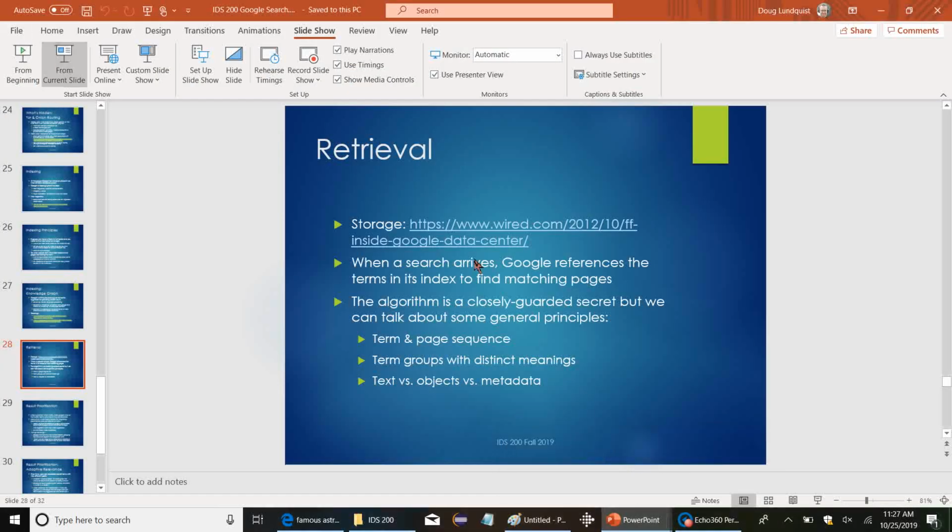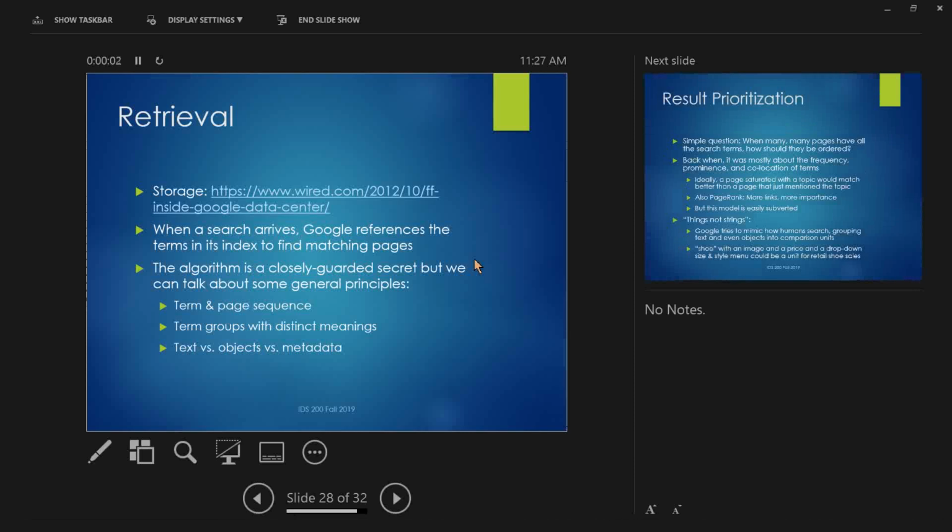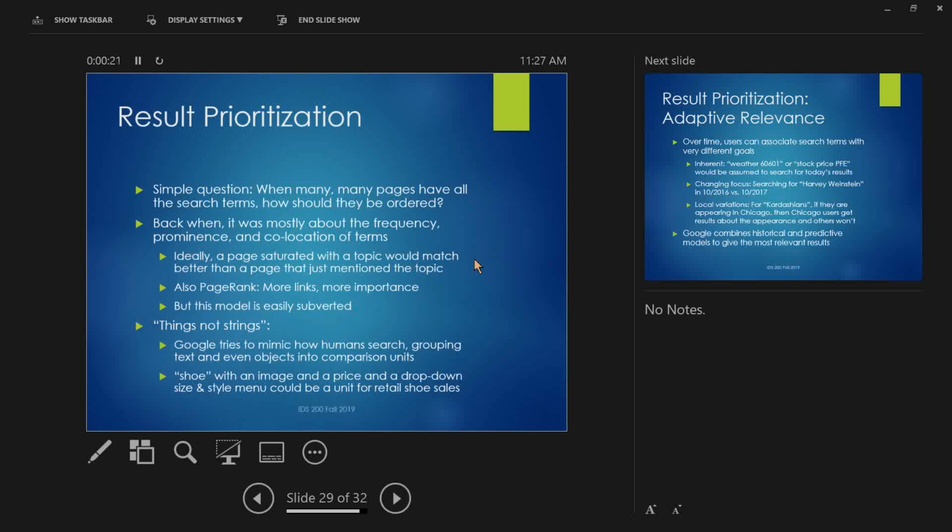Okay, other stuff, also text versus objects versus metadata. All those can be considered as well. So not only the raw text on the page, but also the presence of relevant objects and looking into their metadata. For example, if there's a picture on the page and it's labeled Galileo, that would be considered an additional match. Okay. Other part, result prioritization. So retrieval, the first part of it is finding the set of matching pages. The second part is figuring out which ones you're going to see.